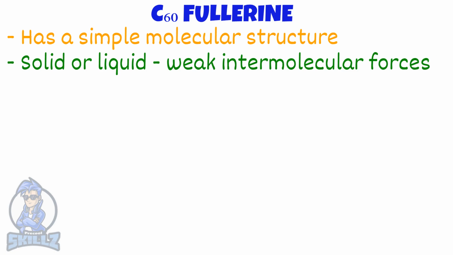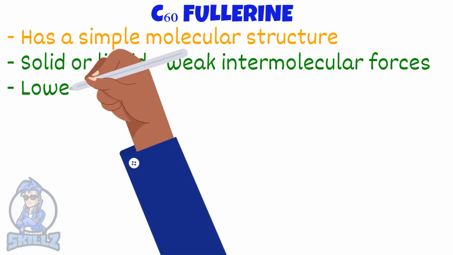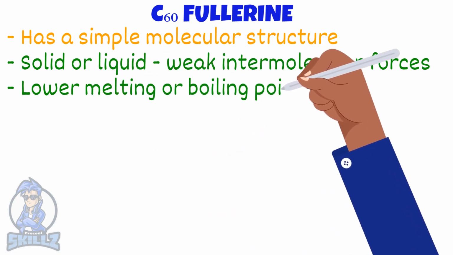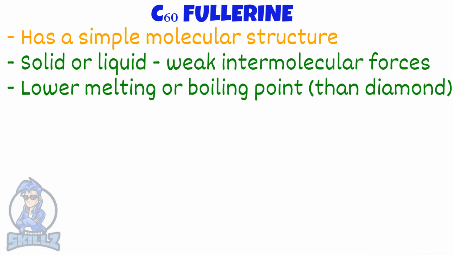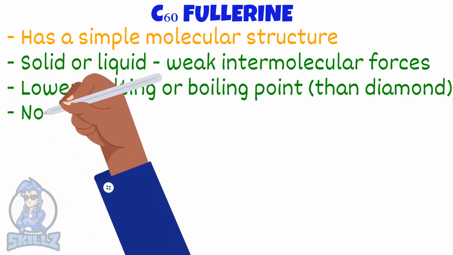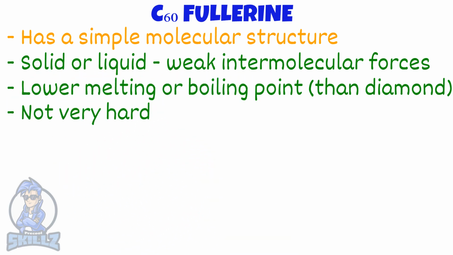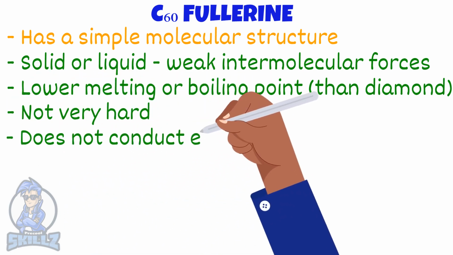Let's take a look at them. C₆₀ Fullerene has a lower melting and boiling point than diamond and graphite. C₆₀ Fullerene is not as hard as diamond, and C₆₀ Fullerene does not conduct electricity.